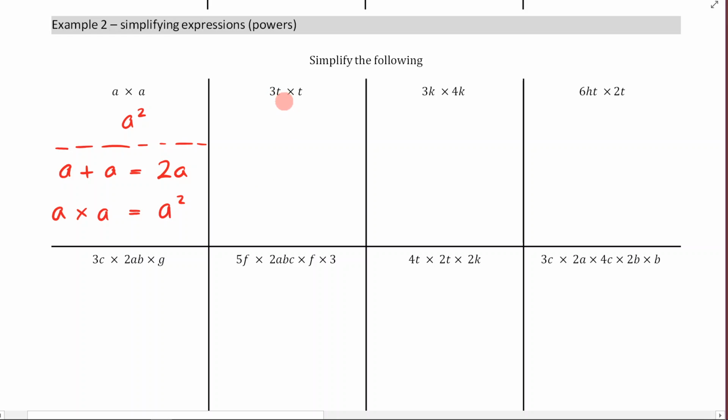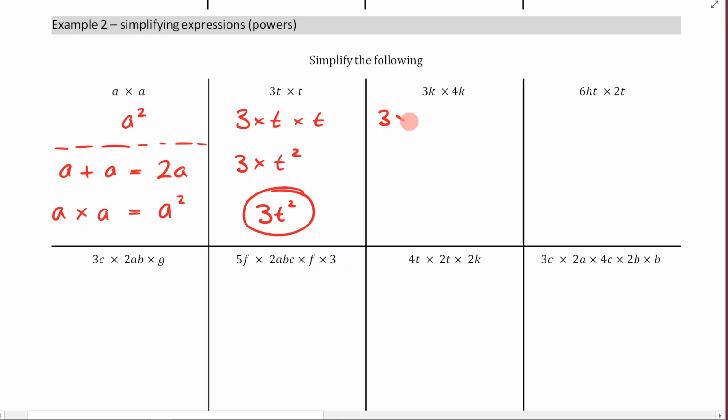Here we have 3t times t. Well, let's use the same procedure we did up above. We know there's an invisible multiplication sign between the 3 and the t. And now I can go, well, this is 3 times t times t, which is t squared, which means my final answer is 3t squared, just like that. Let's go on to the next one here.